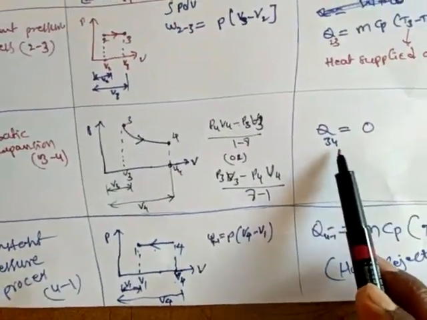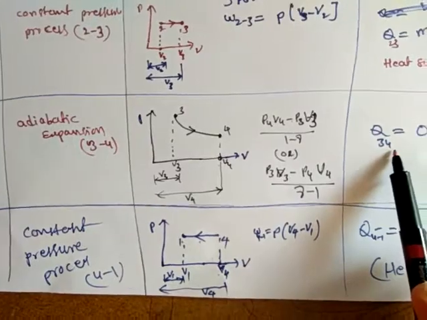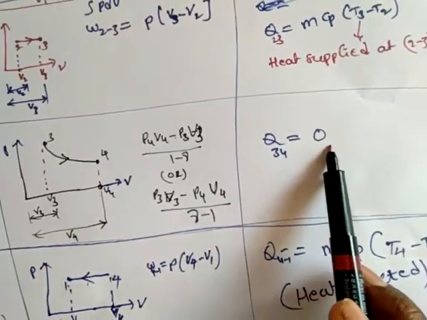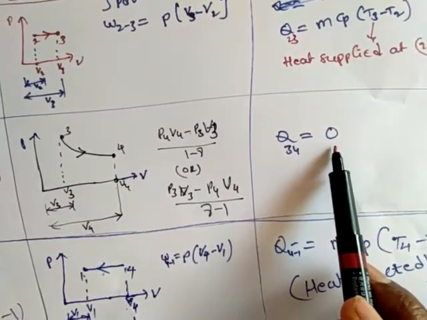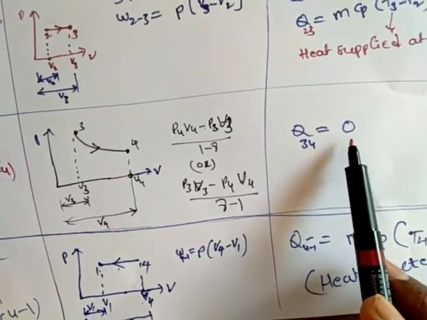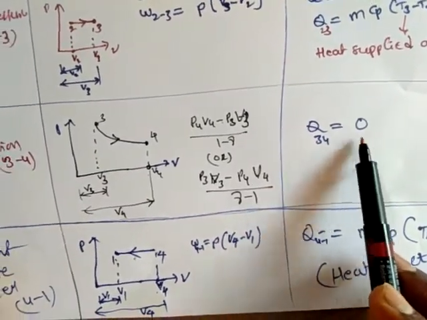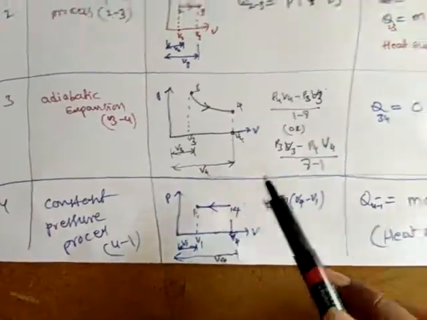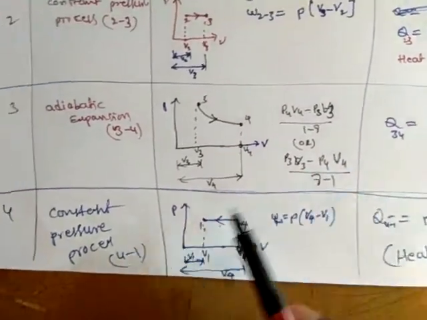Next, the total heat transfer in the adiabatic expansion process, Q, is equal to 0. Why? Because the system or substance will not receive any heat or leave out any heat. Okay, that's why Q is equal to 0 in an adiabatic process. Simply Q is equal to 0.